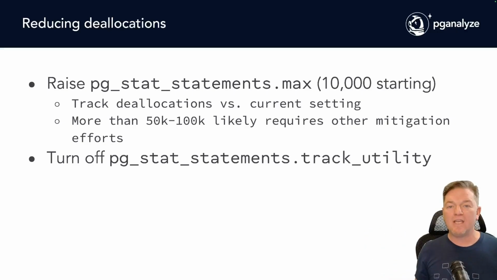You can track your deallocations, maybe use that 10-minute window we talked about earlier, and get a sense for how often every minute or every 10 minutes deallocations are occurring compared to the setting. And remember, deallocations indicate 5% of whatever that value is. Once you think you need to get beyond, say, 50 to 100,000 entries in pg_stat_statements, likely you do have to deal with some other mitigation efforts, the things we'll talk about in just a second. And then you can turn off track utility. This is often a good, cheap way to reduce the number of entries while still retaining the information that you really want to look at when it comes to tuning your application queries.